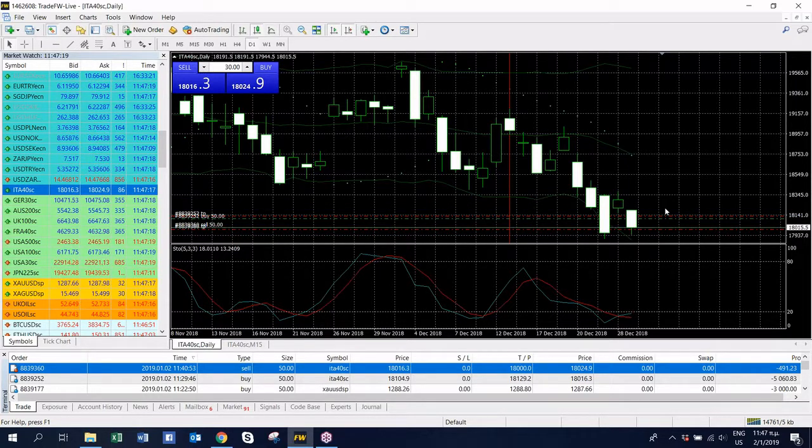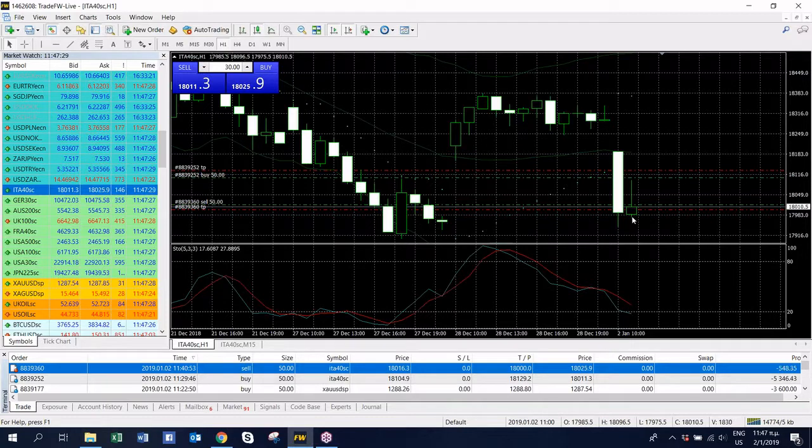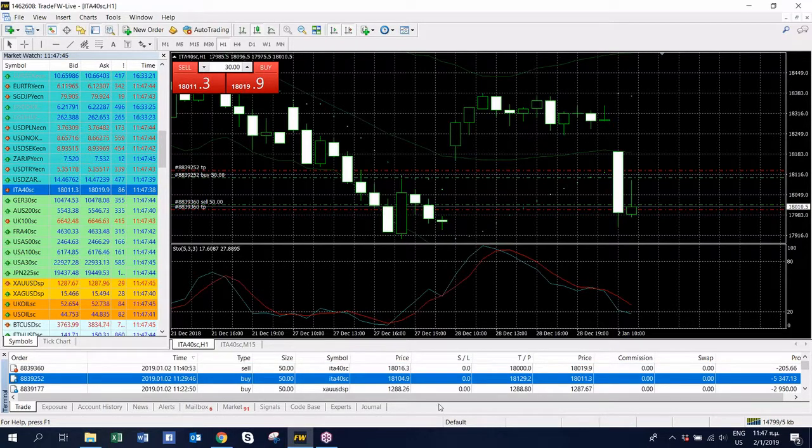So Italy 40 opened with a gap and dropped very strongly during the first trading hour. Then it started to recover, as you can see. And when it came to 18,100, it reversed. As you can see, my entry level of my buy position was above 18,100, and I was expecting, since it broke through the zero numbers, that it would go higher and aim for the entry level, the opening price, but it didn't.